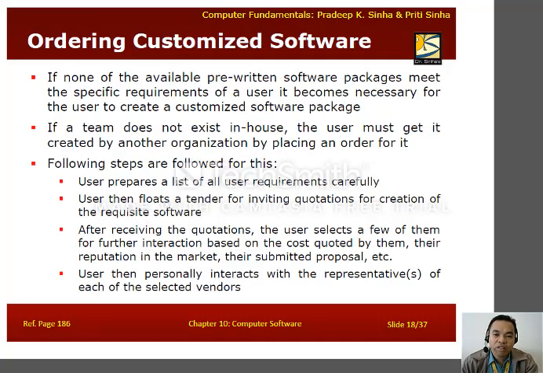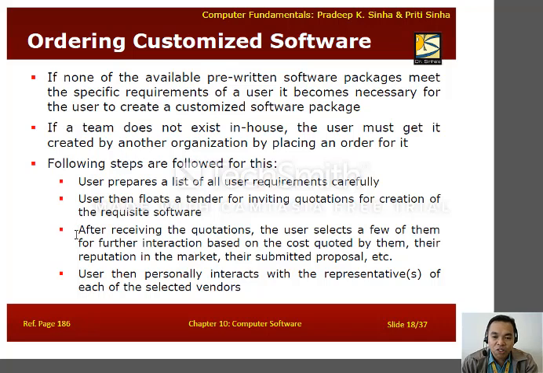The second way is ordering customized software. So these are the things that you are going to do. If none of the available pre-written software packages meet the specific requirements of a user, it becomes necessary for the user to create a customized software package. If a team does not exist in-house, the user must get it created by another organization by placing an order for it. So first, you prepare a list of all user requirements carefully, then float a tender inviting quotations for creation of the requisite software.